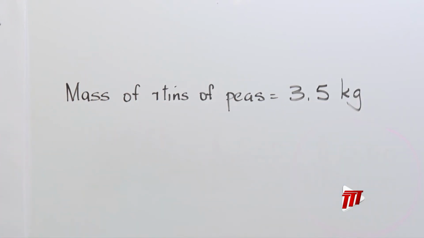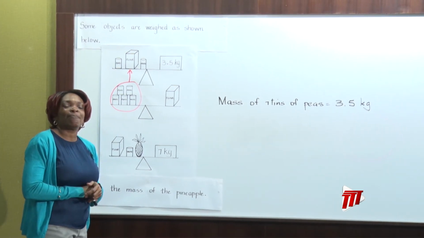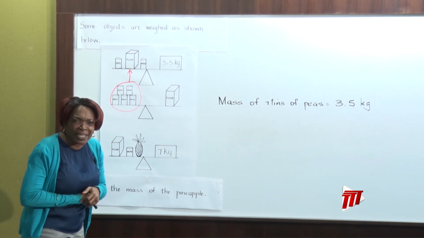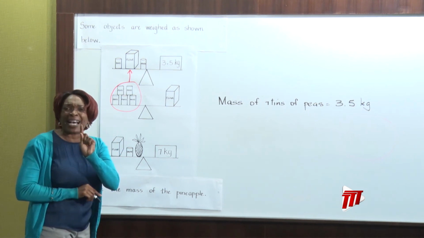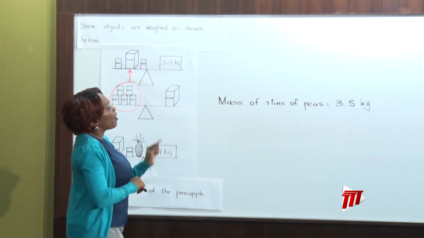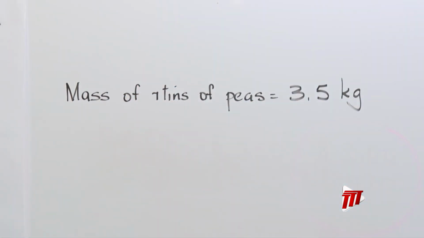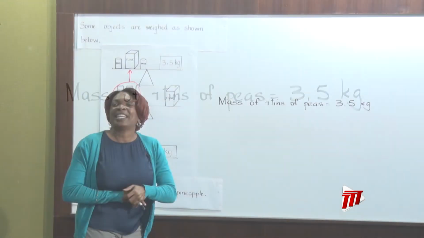Are you with me so far? Wonderful. What do you think we have to do next? I'm hearing it. We have to find the mass of 1 tin of peas. If we know the mass of 7 tins of peas is equal to 3 5/10 kilograms, can we find the mass of 1? What are we going to do? Do you know what to do? Yes, we are going to divide.